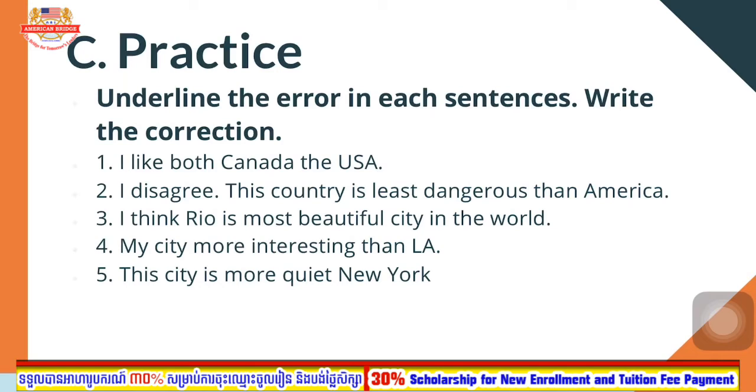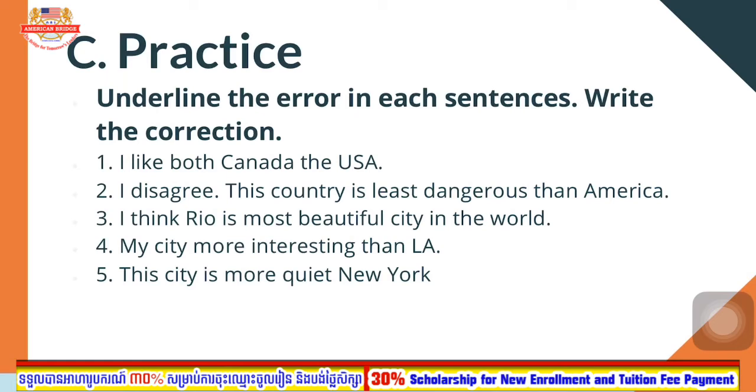Number three, I think Rio is most beautiful city in the world. Okay, so this is right, we talk about the greatest things in the world. So the problem is that most. When we use most, we should add the. Okay, the most beautiful. So we have to change most to the most. So you have to underline most and add the most beautiful city in the world.